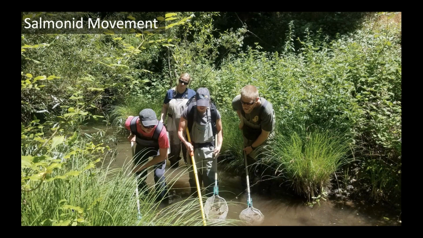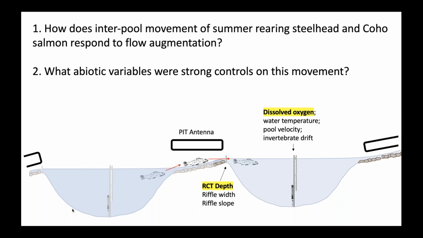So with movement, we had two primary questions. The first one was just simply, how does this interpool movement of summer rearing steelhead and coho respond to flow augmentation? And the second one was, what abiotic variables were strong controls on this movement?